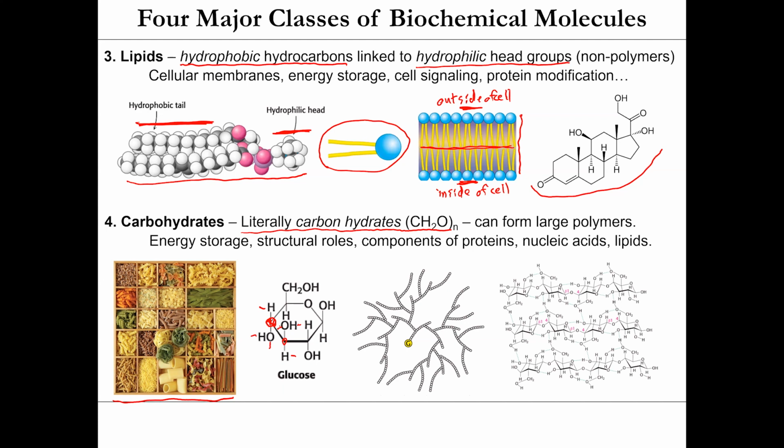Now, like I said, these can form large polymers, such as this one shown right here, made of glucose, which is involved in energy storage. And carbohydrates can also perform structural roles, such as this molecule here, which is cellulose, which provides structural support to plant cell walls. Carbohydrates can also be components of proteins, so they can modify proteins, and they're also part of nucleic acids and often parts of lipid molecules as well. So those are the four major classes of biochemical molecules: proteins, nucleic acids, lipids, and carbohydrates.